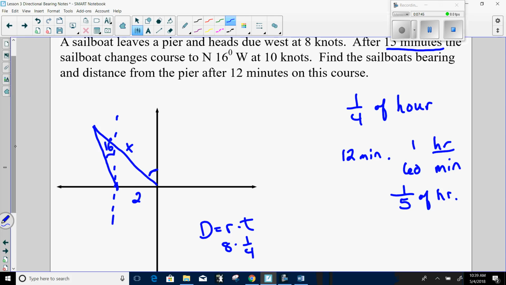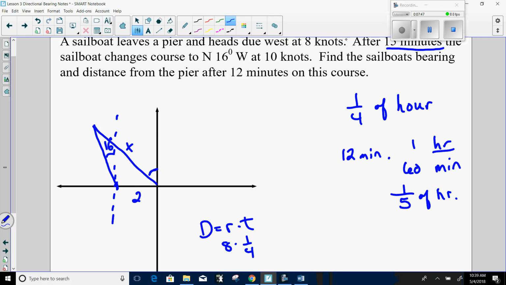Okay, so then we do the same thing when we travel from here to here, but notice when we change, we are now going at 10 knots. So it'd be 10 times 1/5. 10 times 1/5 is 2. So then we have 2 right here and 2 right here. We know that this big angle right here is going to be 90 plus 16, which would be 106 degrees.